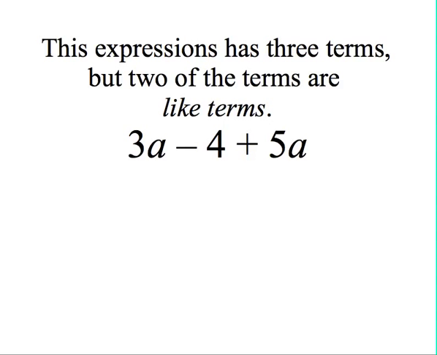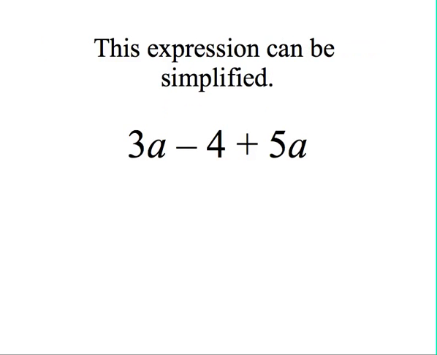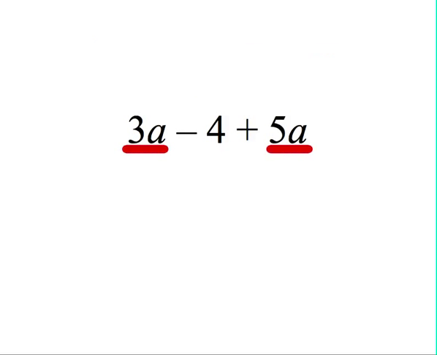But this one has something special. While it has 3 terms, 2 of the terms are called like terms. So this expression can be simplified. The 2 terms that are like terms are marked with the red marks, the 3a and the 5a. Since a is the first word in apple, we can think of this as 3 apples plus 5 apples, which of course is 8 apples. So we simplify this expression to 8a take away 4.